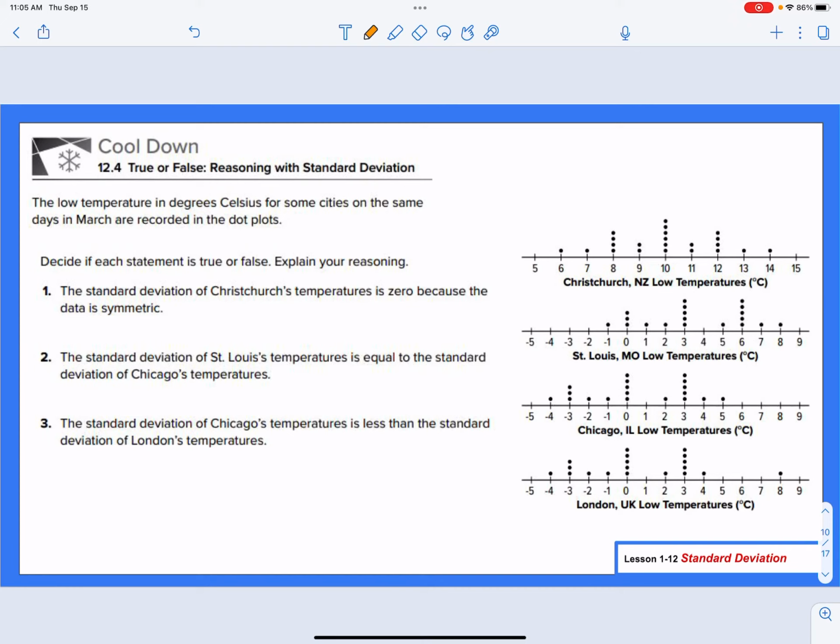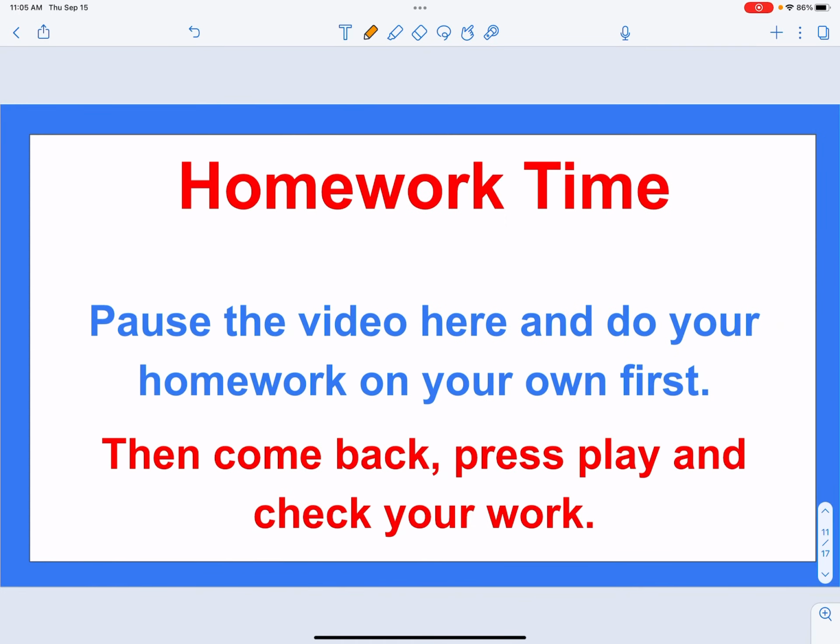All right, here's your cool down for the day that you can definitely work on. And you can read that and do that one. And then we're going to move on over to homework time. As always, make sure you've done it before you start checking your answers.